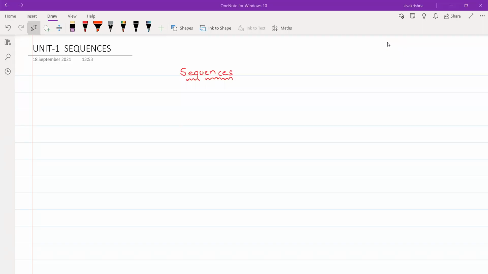Hello students. So coming to the unit 1, that is sequences. So I am going to define the definition of sequence. So sequence definition.